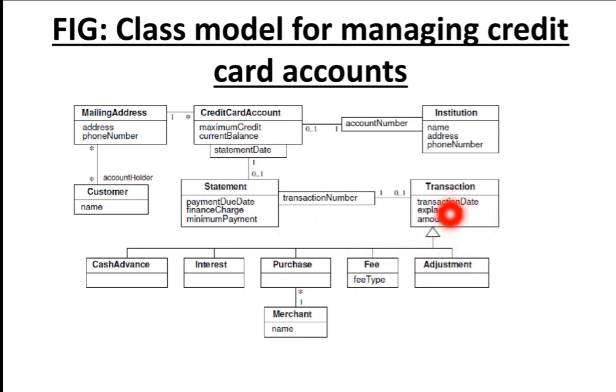The same attributes can be inherited by my subclasses like cash advance, interest, and purchase. For purchase also we need a transaction date. For cash advance also we need to know the transaction date. So they can inherit the same attributes of the superclass transaction. These subclasses can inherit that. So these are the simple details regarding the class model for managing the credit card accounts.